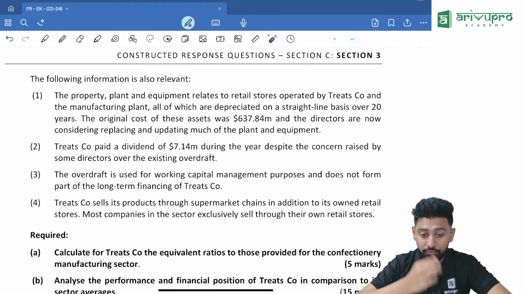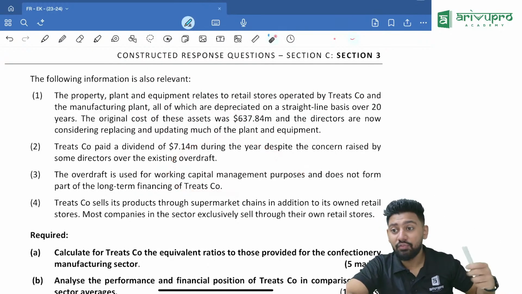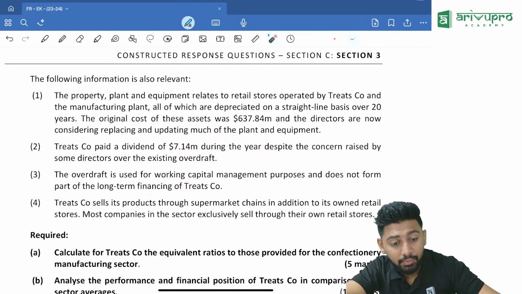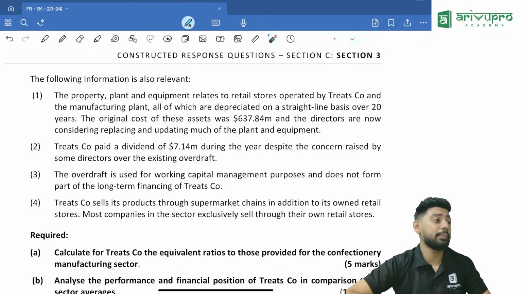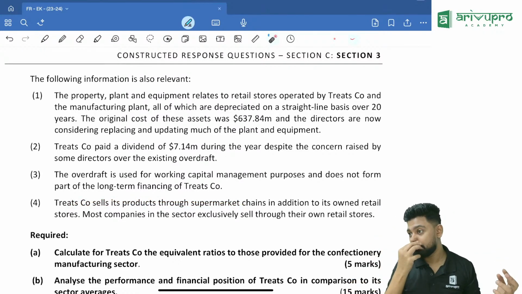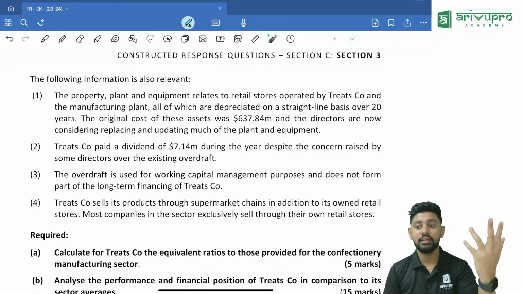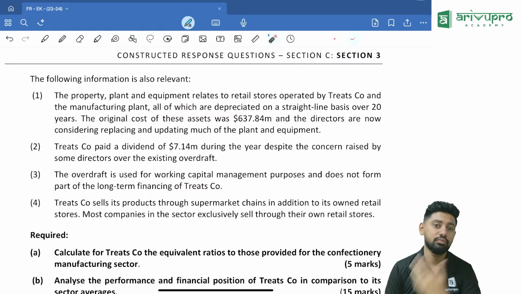The overdraft is used for working capital management. I've taken money for working capital management and it does not form a part of the long-term financing. Working capital is funded by overdraft, meaning short-term credit that comes at high interest. Is it good for the company? Not good for the company.